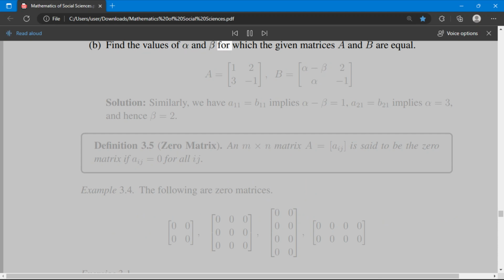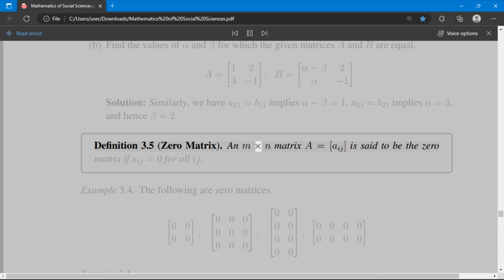107. B. Find the values of alpha and beta for which the given matrices A and B are equal. A equals 1, 2, 3, 1, B equals alpha beta 2 alpha 1. Solution. Similarly, we have A11 equals B11 implies alpha beta equals 1. A21 equals B21 implies alpha equals 3, and hence beta equals 2.